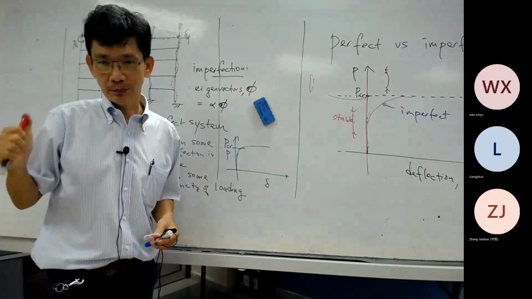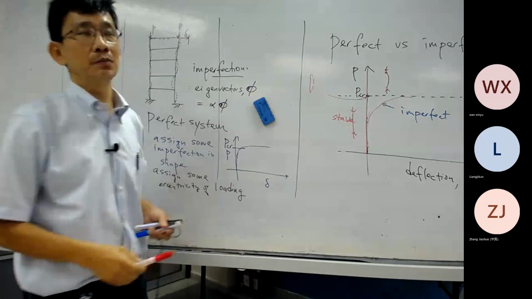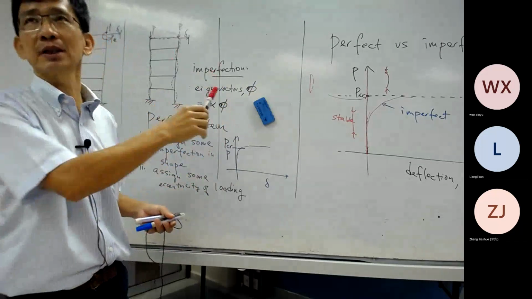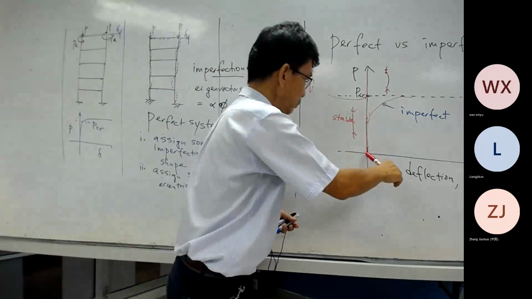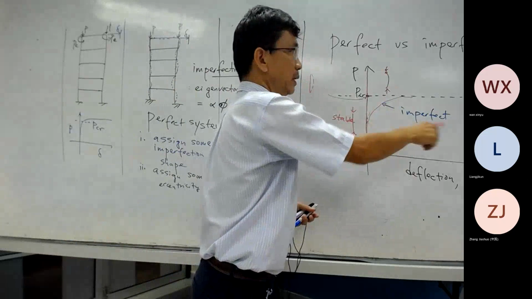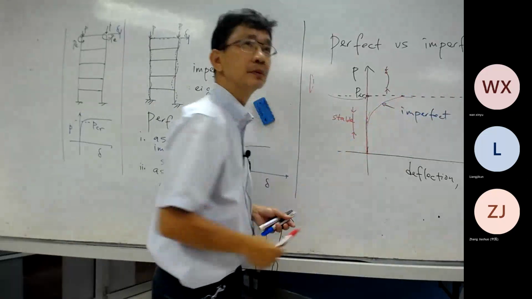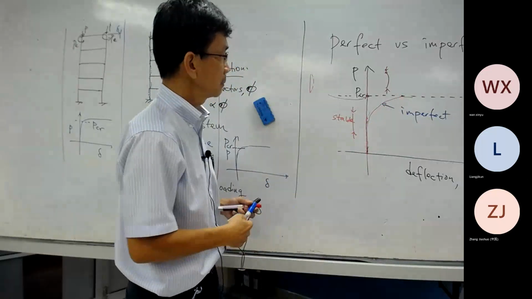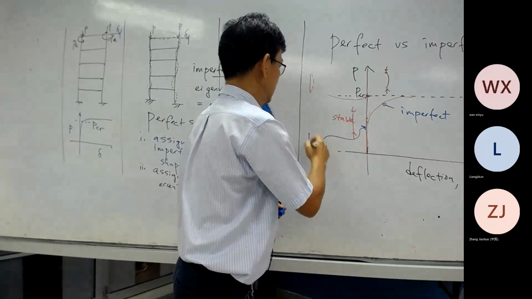So with proper understanding, if I ask you to show the behavior, the curve representing the perfect and imperfect system on the graph, this is what you should draw. The imperfect one, immediately you apply loading, it will bend, which means it will follow this curve. And then the perfect one will follow this curve.